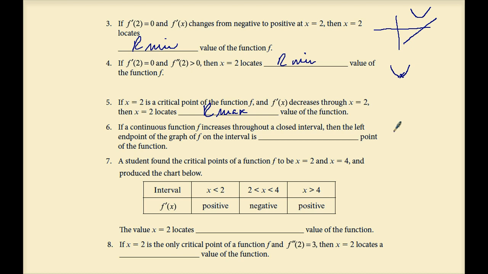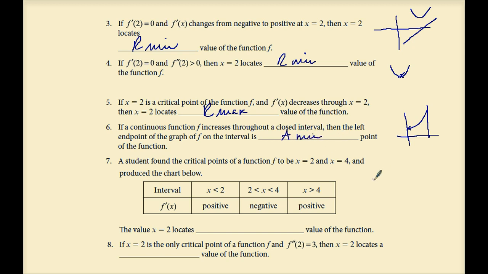Number 6, if a continuous function increases throughout a closed interval, then the left endpoint of the graph of f on the interval is what point of the function? So if we have a closed interval and the function is increasing throughout the interval, then the left endpoint has to be the absolute minimum point of the function.